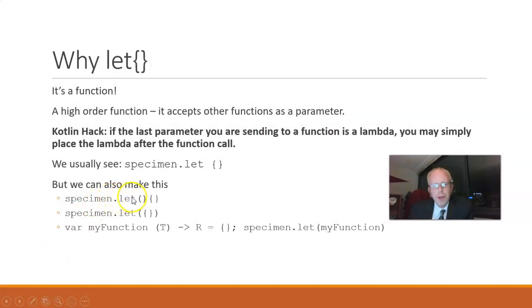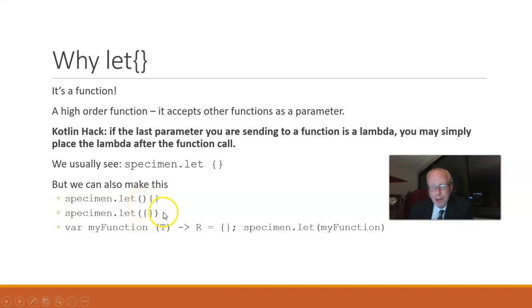I think this is best explained if we look at a few different ways that we can do this. So we see that specimen.let open and close curly, that's essentially a lambda we're passing to the let function. We could also do it like so. We could call the let function with an open and close parenthesis, as we would call any other function, pass no arguments in, and then pass the lambda next. Because we know this bolded Kotlin shortcut, we can pass the lambda after the function call if it is the last parameter we're passing. Now, we don't have to, right? We could still pass it in directly to the function. So we could take that lambda and we could pass it in within these parentheses if we want.